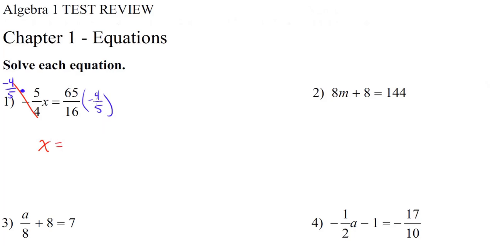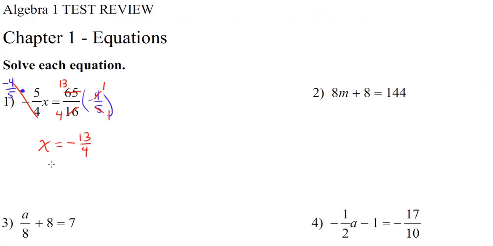And on the right-hand side, we can do some simplifying first. 4 and 16 can be divided by 4, so this becomes a 1, and this becomes a 4. And 65 and 5 can be divided by 5, so this becomes a 1, and this becomes a 13. So now we have 13/4 times negative 1 over 1. And so our answer is negative 13 over 4.